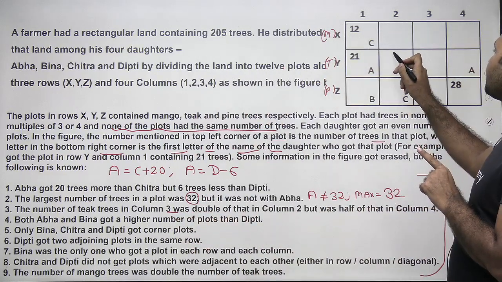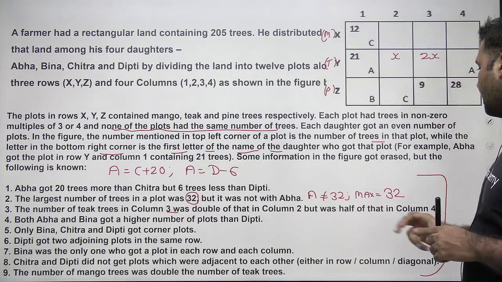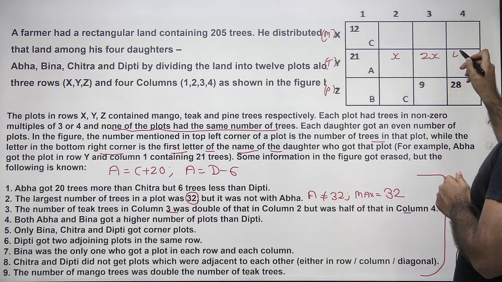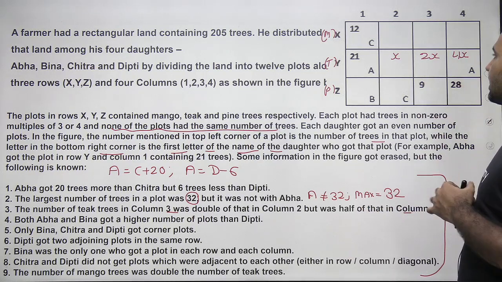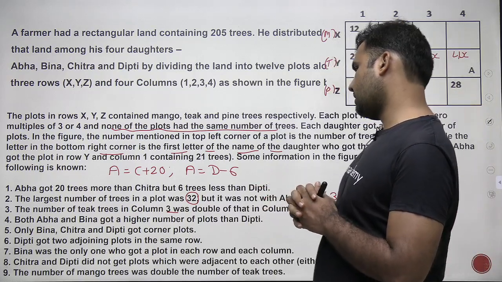So if I say that this value is x, this value will be double of it, 2x. But was half of that in column 4. Now this value is half of this in column 4. That means this has to be 4x. Okay. All right. Now you see that, guys.